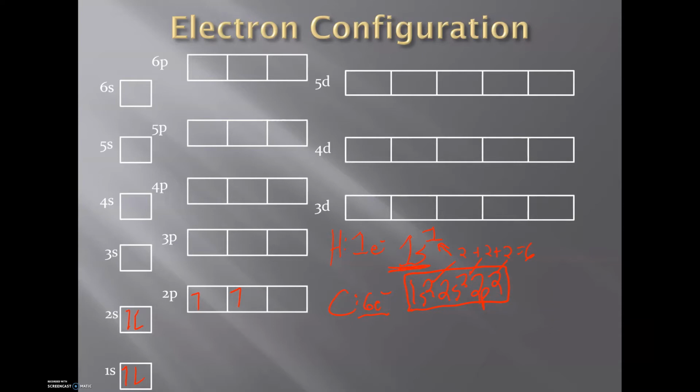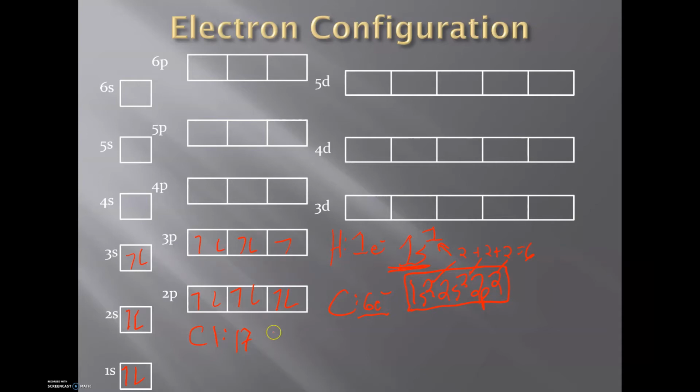There are a couple exceptions, but for right now, we're just going to keep it simple and do a neutral atom. So let's do chlorine. All right, chlorine has 17 electrons. And you're going to notice that we already have several in place here. So we've got 6. So we're going to continue this. 6, 7, 8, 9, 10, 11, 12, 13, 14, 15, 16, 17.